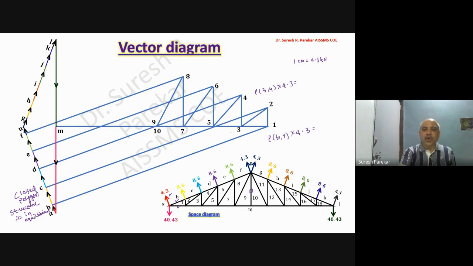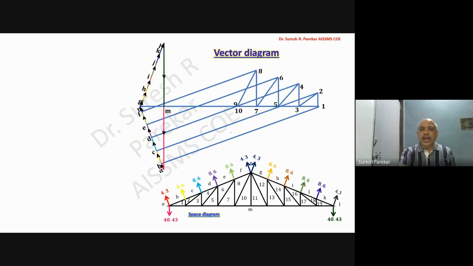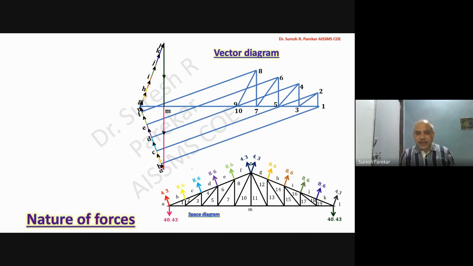And now we will go with Bow's notation only, and now we will go for the nature of the forces. Let us consider any joint. Let us go for joint C. Now I will draw joint C over here. So this is my joint C, and then we have force 8.6. Now I will show all the forces over there: 8.6, then we have C, then D, then we have the vertical force over here.